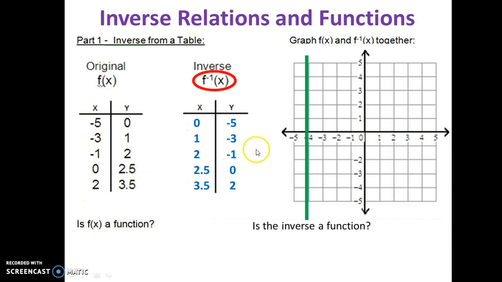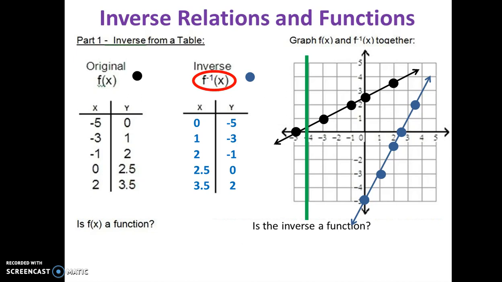So now let's plot both of these to see what these two functions look like. These points will be plotted in black. So here's the first one: (-5, 0), (-3, 1), (-1, 2), (0, 2.5), and (2, 3.5). Now let's connect those. There's a line that's graphed with those points. Now let's do blue. We'll do the inverse. First one is (0, -5), (1, -3), (2, -1), (2.5, 0), and (3.5, 2). Connect those as well.